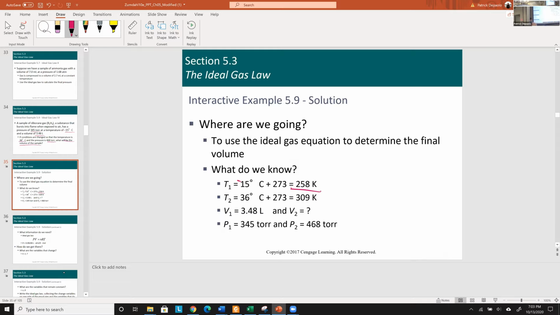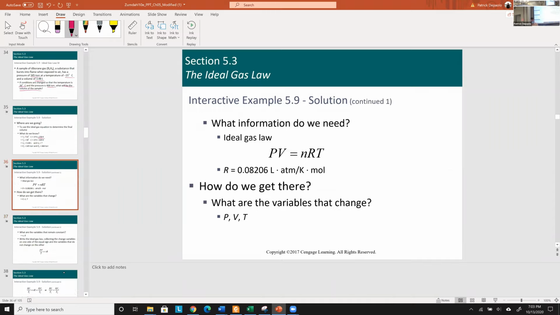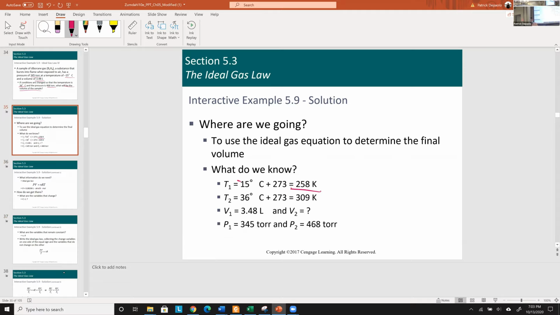Volume one is 3.48 liters. Volume two, you're not sure. Pressure one is 345 torr. Pressure two is 468 torr. And then you're just gonna plug them in. P1 V1 over T1 equals P2 V2 over T2. And you're gonna get your answer, which is what? What was your answer? 3.07 liters. Can we confirm? Cool.